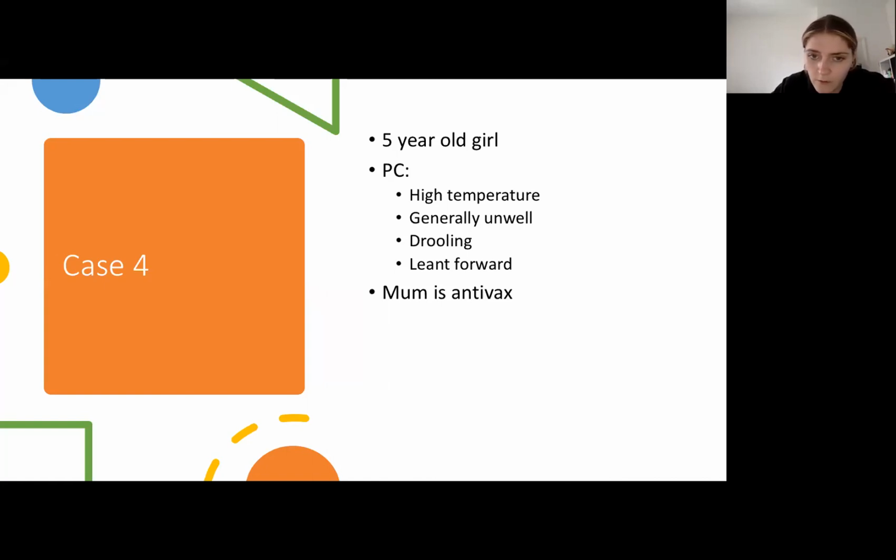Anyone want to put anything else in? Fab. I think the people that are saying epiglottitis have got where I'm coming from with this one. So this is a typical epiglottitis picture. It's not actually very commonly seen anymore because of the vaccination program.